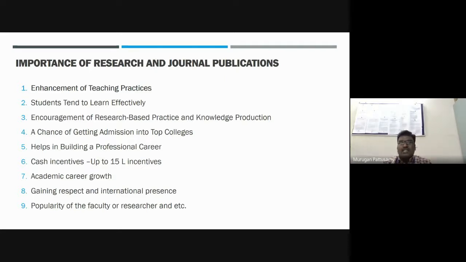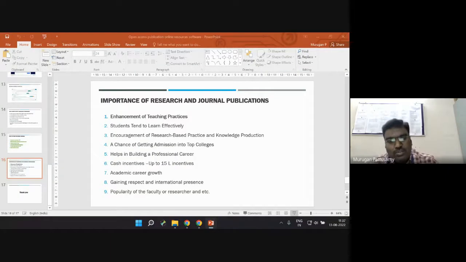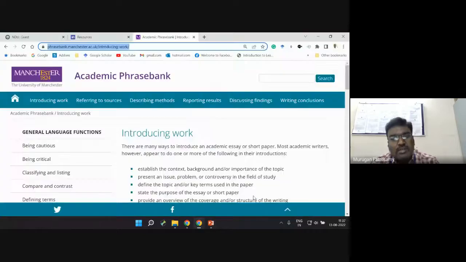In order to get this clarity, even to infer or interpret some of the top-rated journal paper findings, we should have some idea and understanding of research. Second one is that students tend to learn effectively. If you look at any Western university curriculum, they cite a lot of journal paper references as part of their teaching. Let me show you a quick example to understand this.